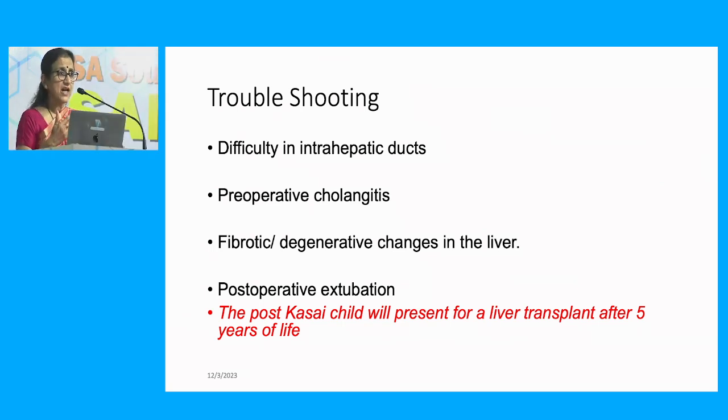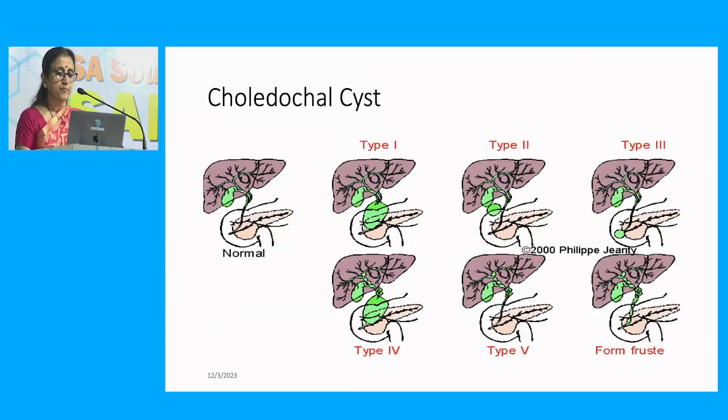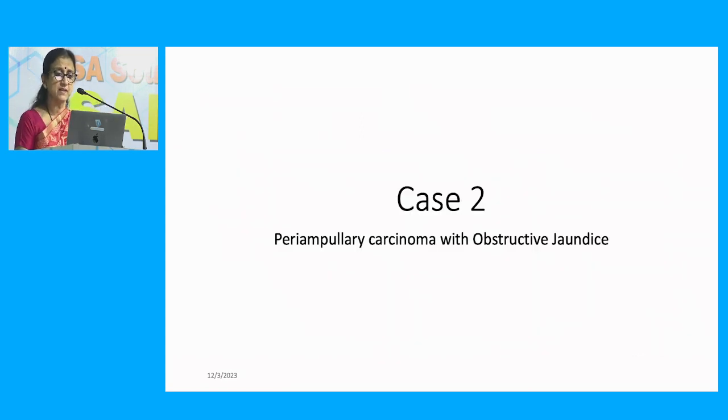And even in a child whom you have done a Kasai, the Kasai may fail. The manifestation of this is high levels of bilirubin. I think it's above 5 or 6 milligrams that progresses beyond the third or fourth month, which would mean this child is going to have a failing liver and is likely to need a transplant later in life. A similar presentation is another congenital condition called choledochal cyst. This happens in an older child. Principles of anesthesia remain the same.